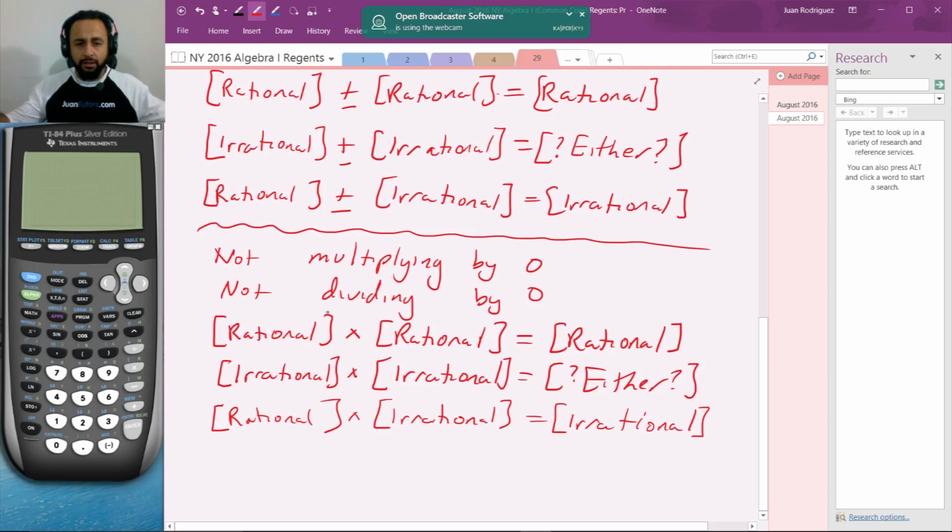Hopefully the lesson that we just learned helped you, supplemented what you need. Now this is enough to do almost every question on the Regents for when they ask for whether things are rational or irrational.